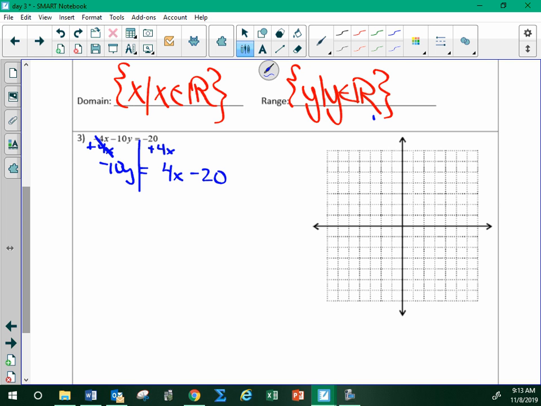Divide by negative 10. Good. We're going to divide by negative 10. 4 divided by negative 10 is negative 0.4, which you can simplify to negative 2 fifths. If you put 4 divided by negative 10 in your calculator and then turn it back into a fraction, we get negative 2 fifths. Don't forget your x. Negative 20 divided by negative 10 gives us a positive.